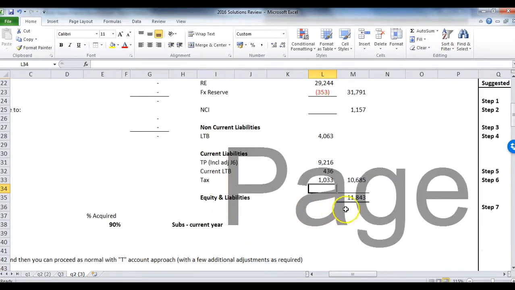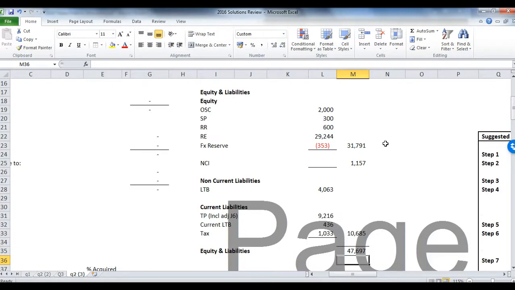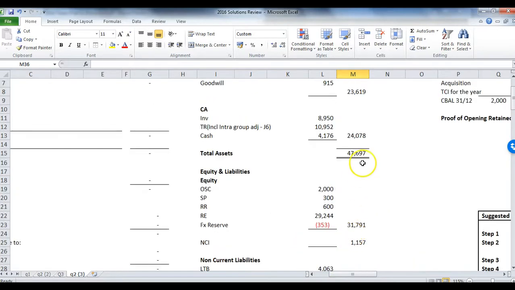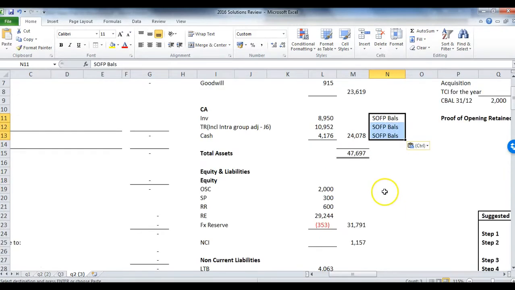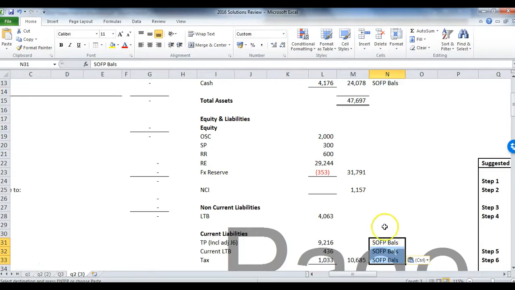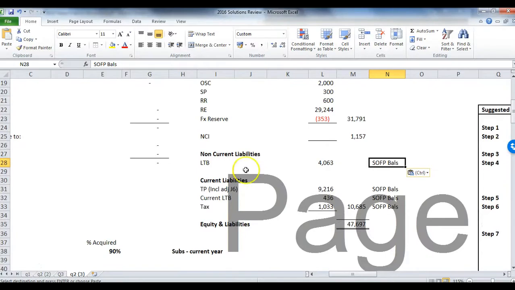Alright, so what we need to do then is we need to add these figures. So the equity and liabilities will be your current liabilities plus your non-current plus NCI plus equity, and 47,697, and that matches exactly the 47,697 above. So again, there is a small bit of work, but for anything that I haven't a T account, I just put in SOFP balances, just to show the examiner that's where all the figures are coming from, and there's no confusion as to where they come from. And I've noted the journal 6 for trade receivables and trade payables.